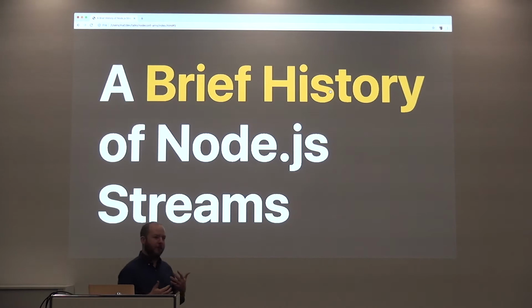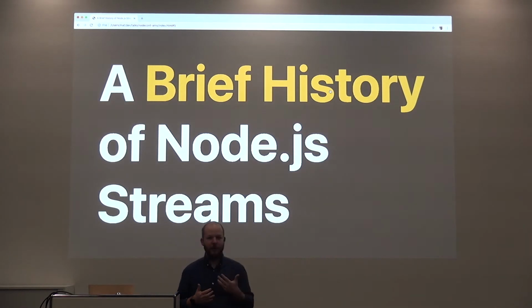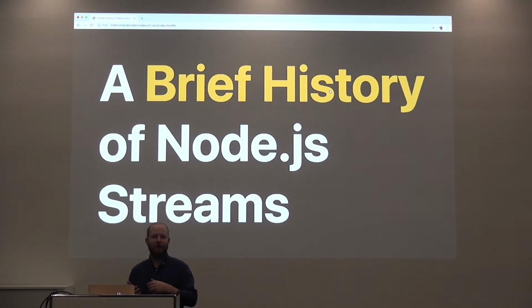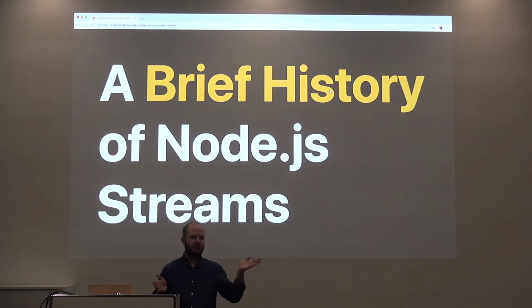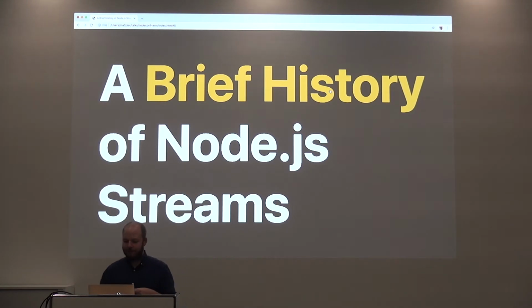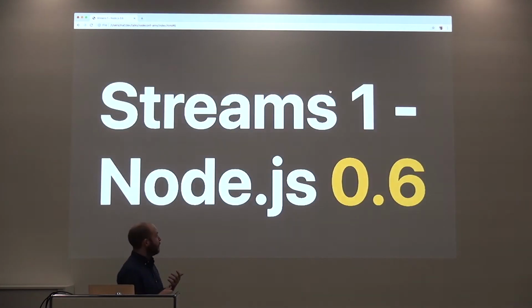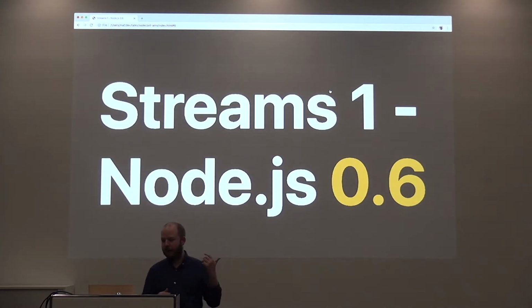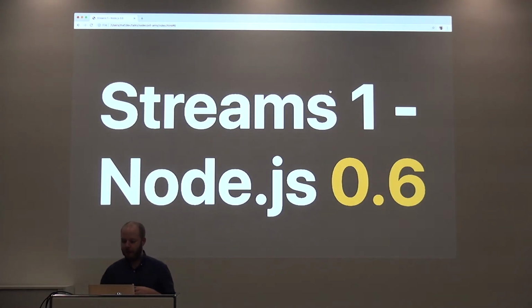So I thought I'd give a brief history of Node streams. You all know what Node streams are, right? You've heard about streams before, and you've heard about Node. If you ever read a file in Node, or returned an HTTP response that wasn't tiny, you used a stream basically. The first version of streams came out in Node 0.6, like I said, back when I was around.